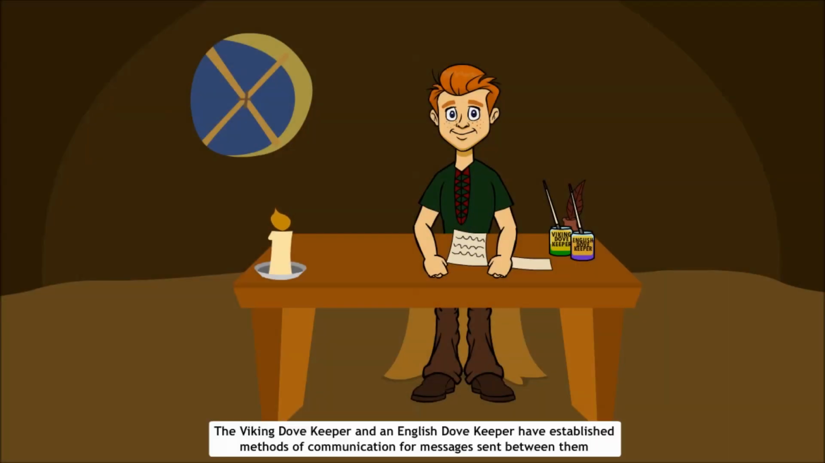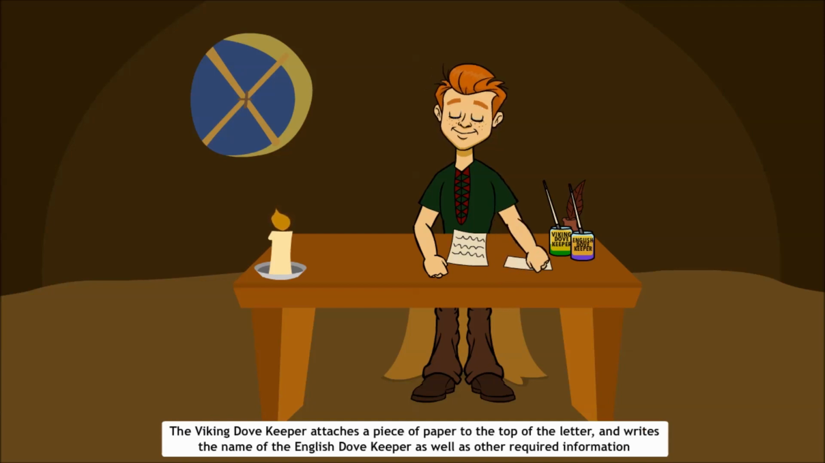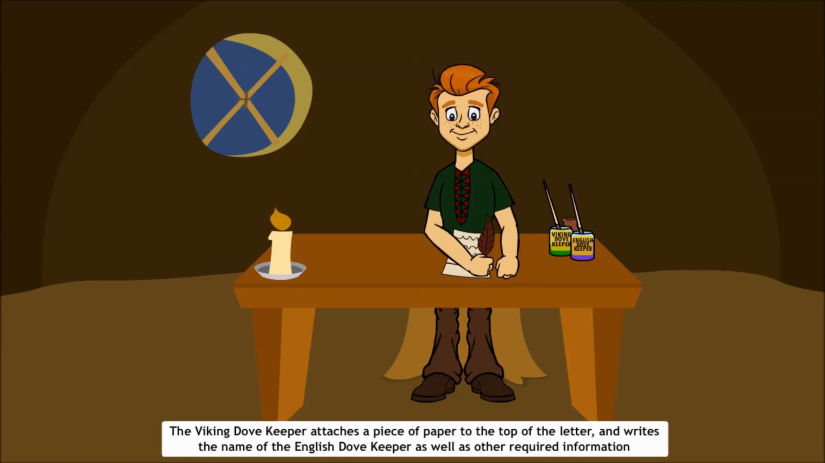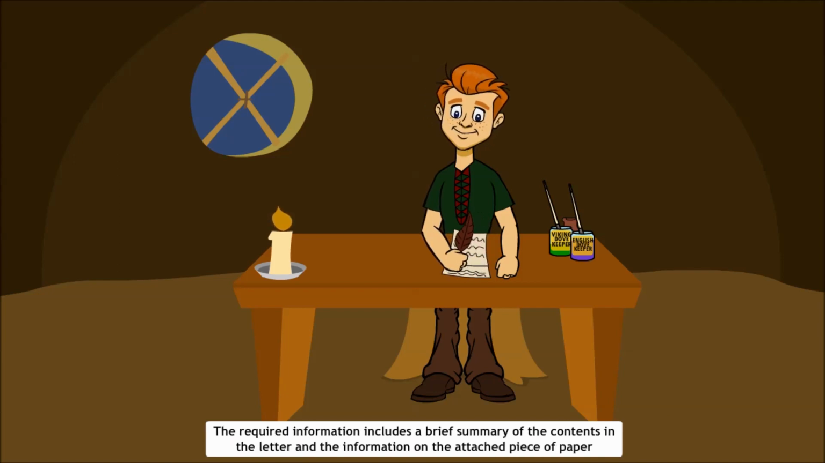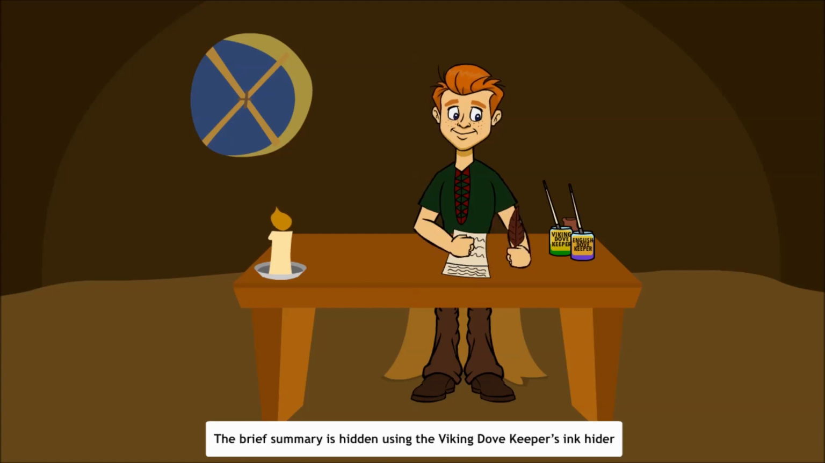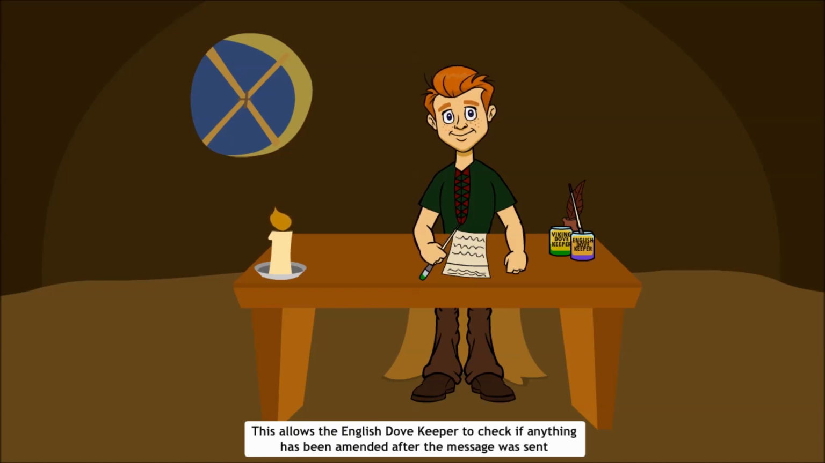The Viking Dove Keeper and an English Dove Keeper have established methods of communication for messages sent between them. The Viking Dove Keeper attaches a piece of paper to the top of the letter and writes the name of the English Dove Keeper as well as other required information. The required information includes a brief summary of the contents in the letter and the information on the attached piece of paper. The brief summary is hidden using the Viking Dove Keeper's ink hider. This allows the English Dove Keeper to check if anything has been amended after the message was sent.